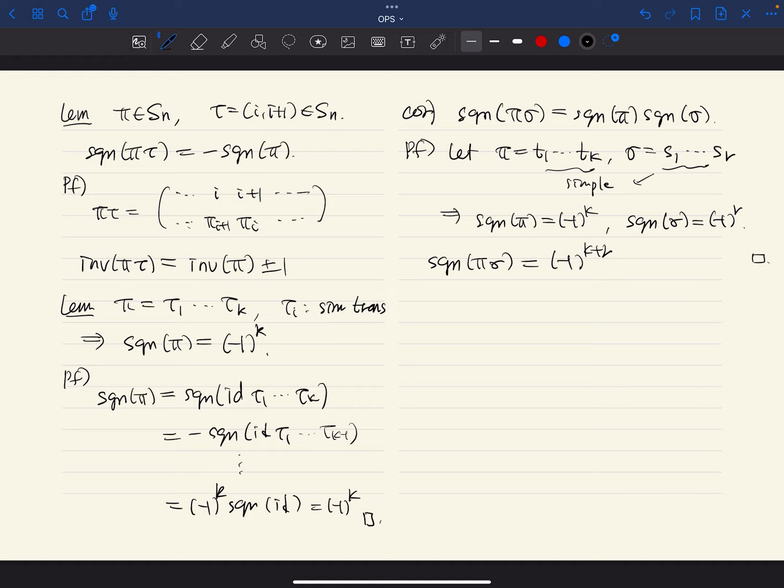Okay? So this is a nice property. And now we can finally prove the equivalent definitions of the sign of a permutation. But let me do this on the next page.